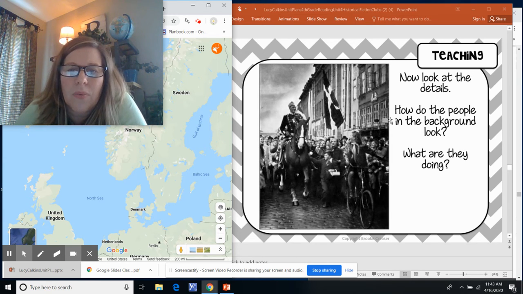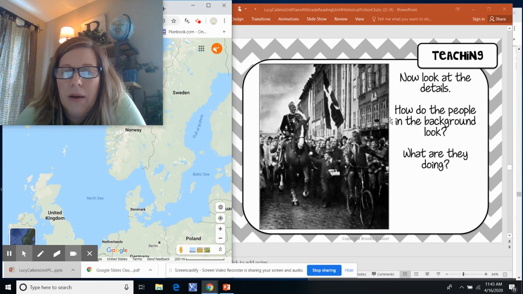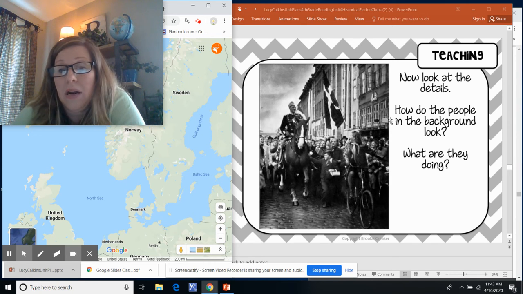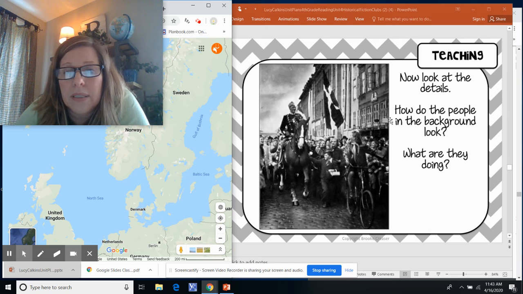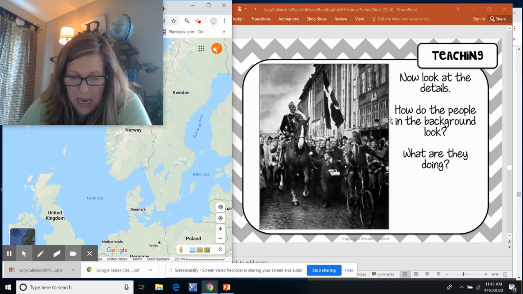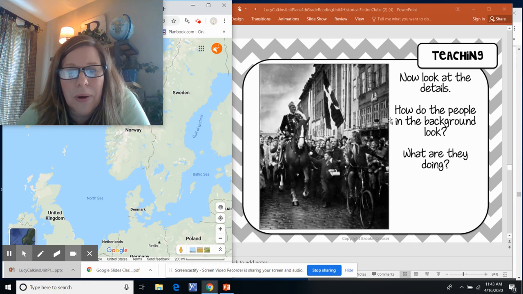Think about this. All these people are surrounding this man on a horse that we now know to be King Christian on his horse Jubilee. There's a girl riding a bike right there in the foreground. There's really no guards around him, which is kind of surprising.